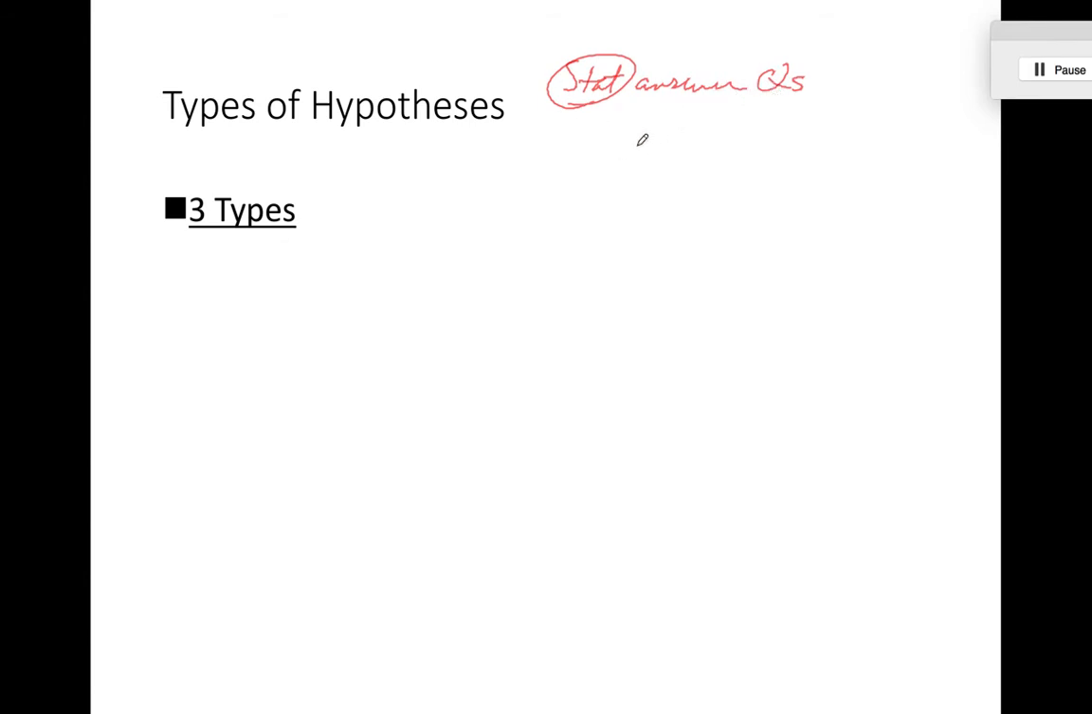So in other words, from my question, I need to make a prediction. What is a formal term that we use for a prediction? We're going to call this a hypothesis. Okay? A hypothesis. Now, what is a hypothesis? And here you probably know a general definition of a hypothesis. You probably heard of a hypothesis being called an educated guess.